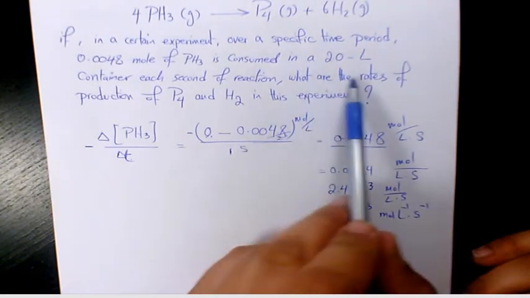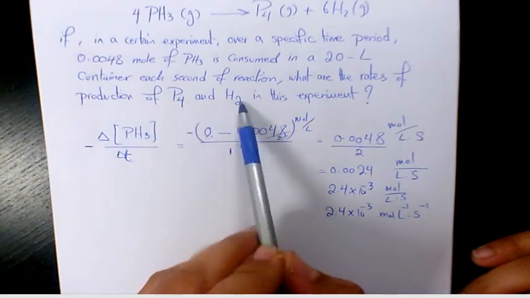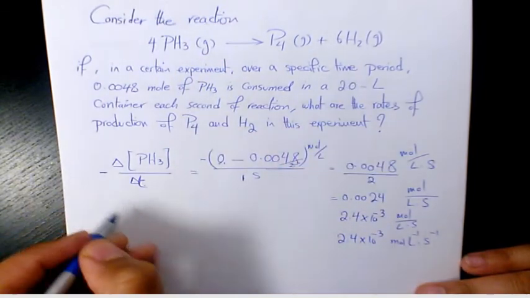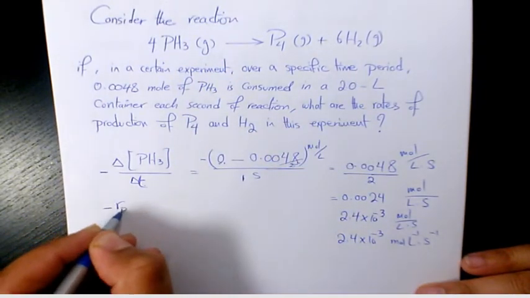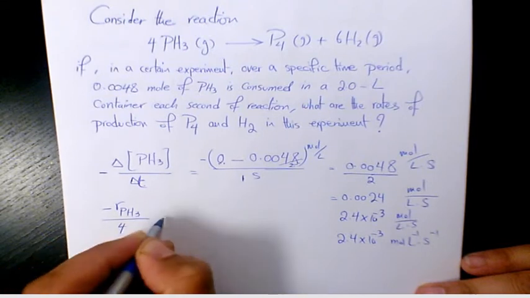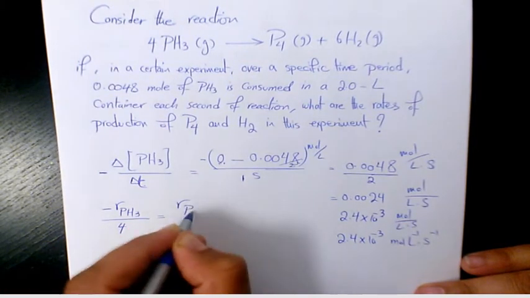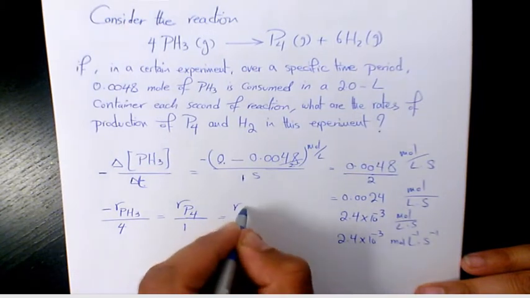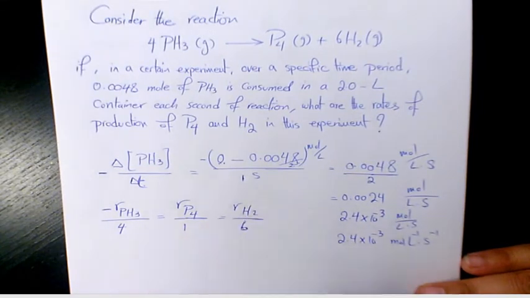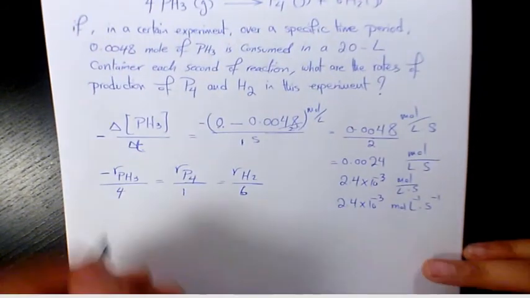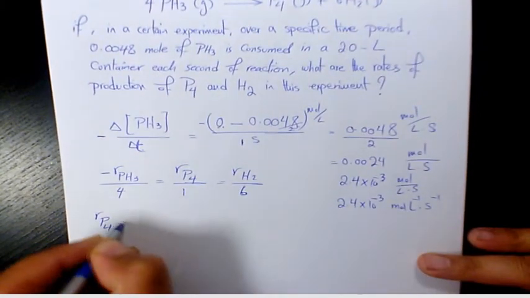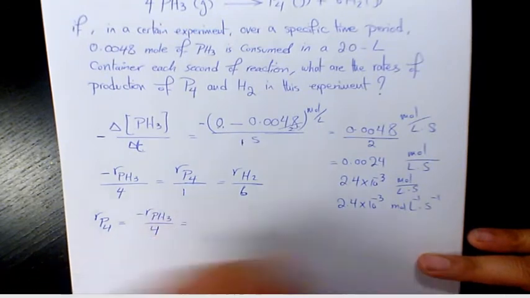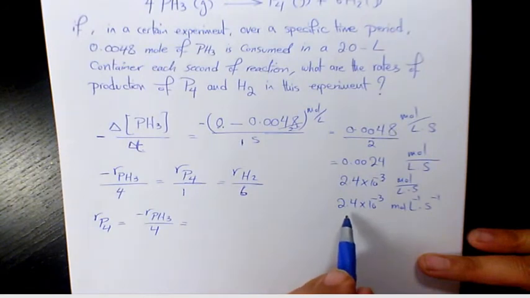So it says what are the rates of production of P4 and H2. Based on the relationship we have in the reaction rates, we can say negative R of PH3 divided by 4 equals R of P4, which is going to be positive because it's the product, divided by 1, equals R of H2 divided by 6. It means that R of P4 equals negative R of PH3 divided by 4. So we need to divide this one by 4.